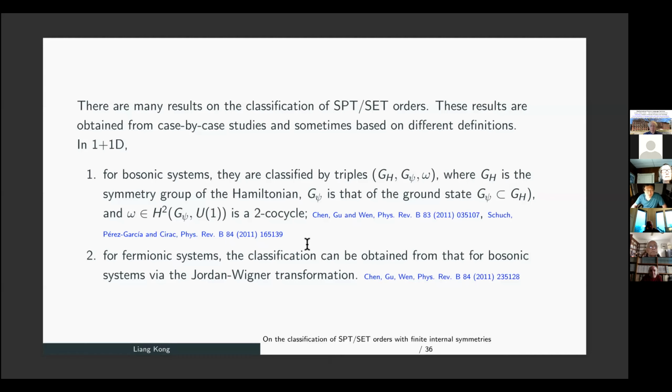So before this work, there were already many results on the classification of SPT and SET orders. But these results were obtained mainly from case-by-case studies, sometimes even based on different definitions. I will just give you some examples. I'm not going to go through the details because I don't know those details myself. In 2D, for bosonic systems, they are classified by a triple, where G_H is the symmetry group of the Hamiltonian, G_psi is the symmetry of the ground state, and there is a 2-cycle as well. For fermionic systems, the classification can be obtained from that of bosonic systems via the so-called Jordan-Wigner transformation. So you can see that the methods to obtain the classification are very different.